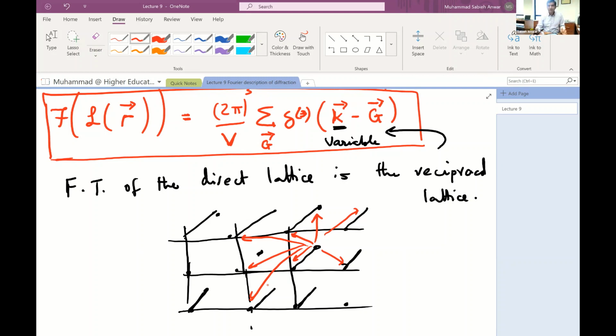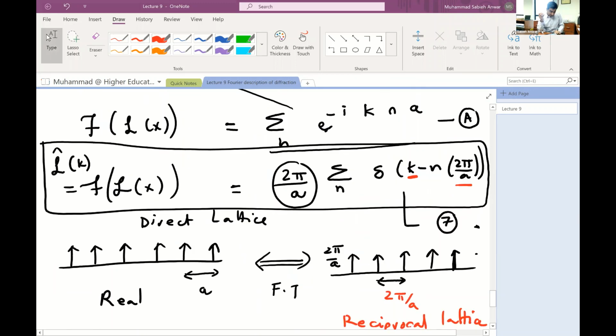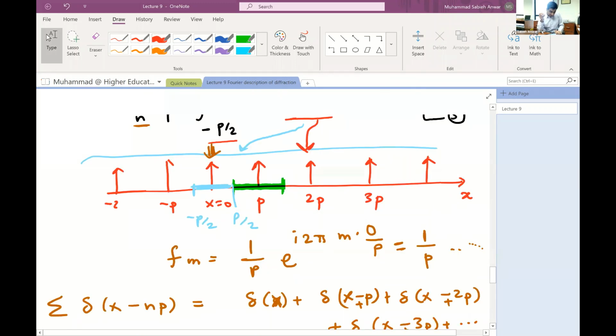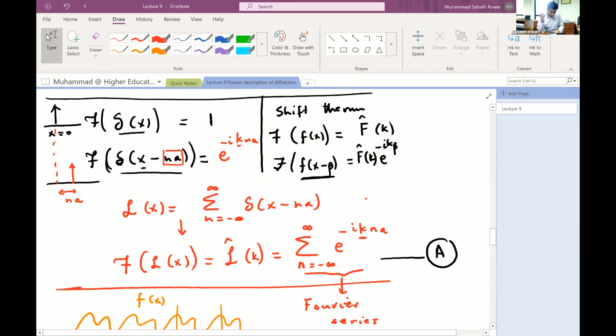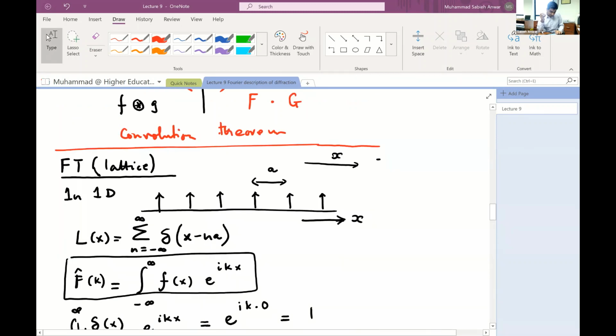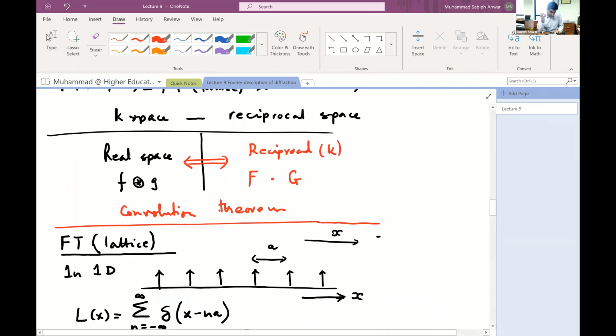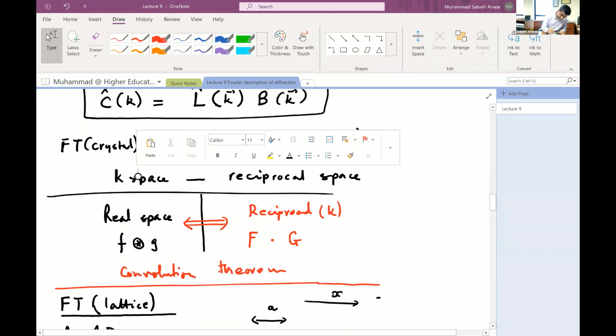Now, in order to find the Fourier transform of the crystal, we now need the Fourier transform of the basis. Because if you recall, the Fourier transform of the overall crystal is a product of the Fourier transform of the lattice with the basis. So this is what we are interested in determining.